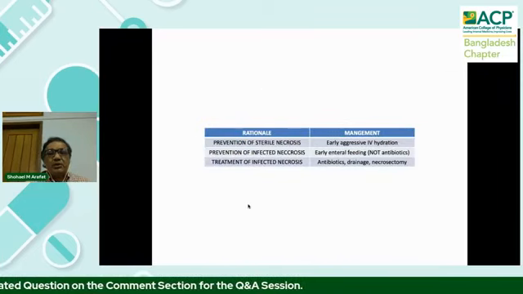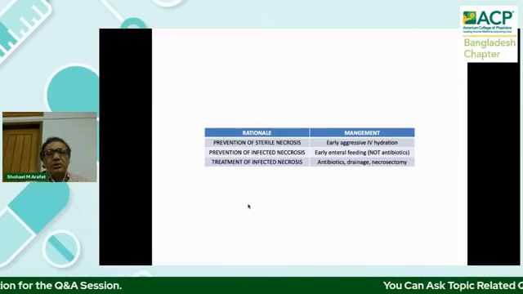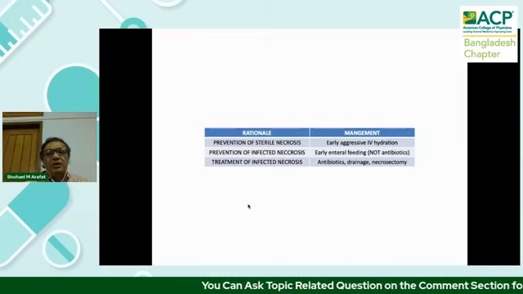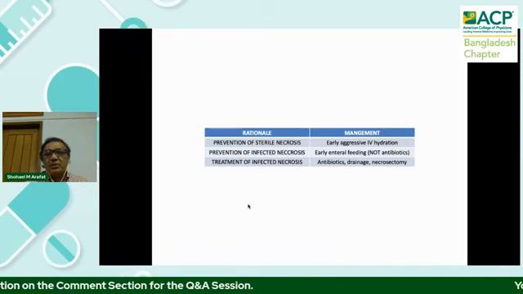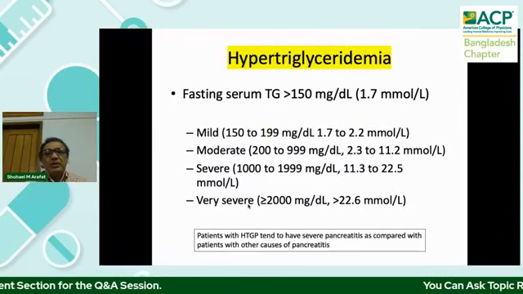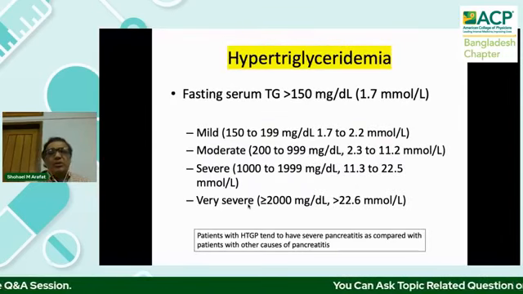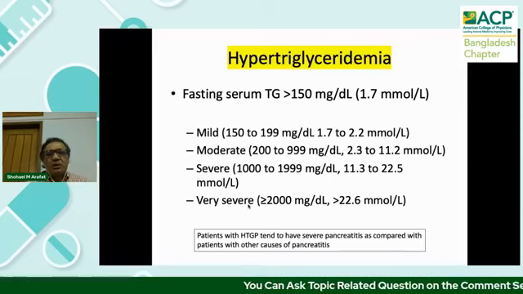In summary, for prevention of necrosis, early aggressive hydration. Once I've said before that if we do not give enough hydration, there is a chance of leading to necrosis. Prevention of infected necrosis, early enteral feeding. And the treatment of infected necrosis: antibiotics, drainage, and necrosectomy. That's all. But I will say a few important things regarding hypertriglyceridemia.